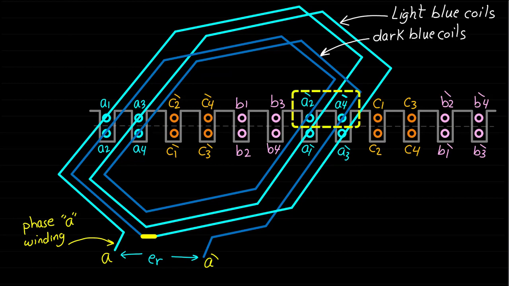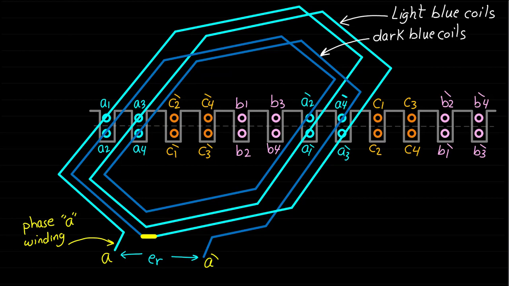Note that these light blue coils and dark blue coils of phase A are connected in series. In other words, the light blue coils and dark blue coils all belong to phase A, and all the coils of phase A are distributed coils connected in series.